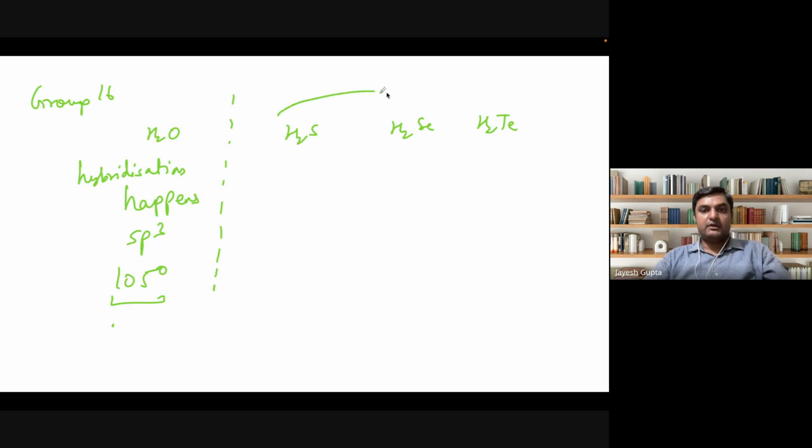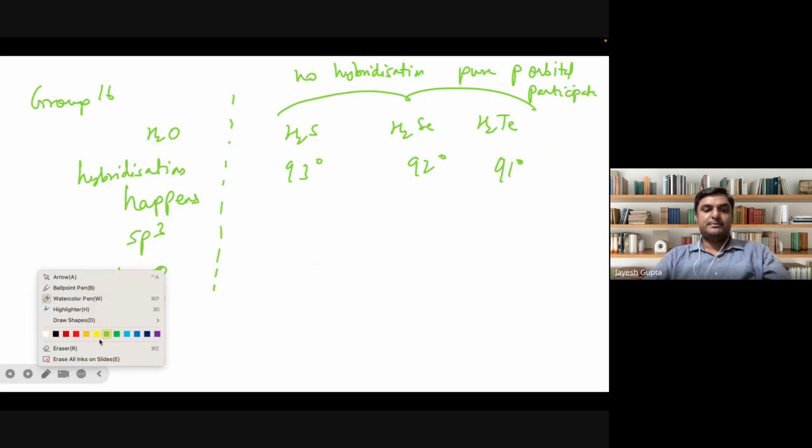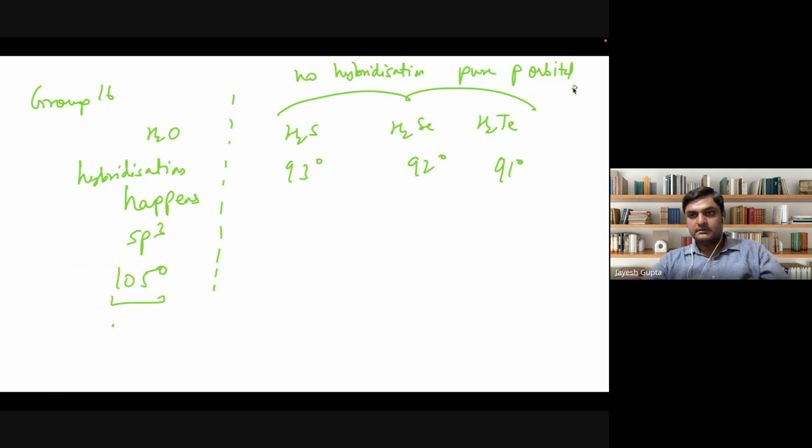But if I consider all these three, they will have angles like 93 degrees, 92 degrees, 91 degrees. Here there is no hybridization, and pure p orbitals participate. I told this in the last slide. Px, Py, Pz are participating. So pure p orbitals participate.